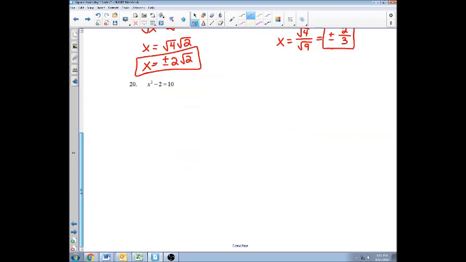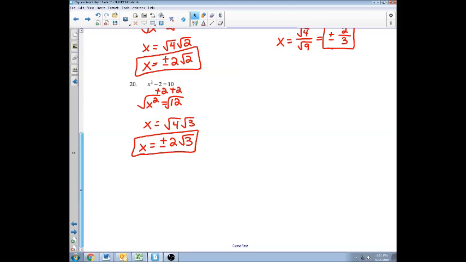On to number 20. I'm going to go ahead and add 2. That would leave me with x squared is equal to 12. Take the square root of both. X would equal. Now the square root of 12, can I divide that by a perfect square? I can. It would be the square root of 4 times the square root of 3, which would leave me with x equals plus or minus 2 root 3 because the square root of 4 is plus or minus 2. That is the end of our lesson.